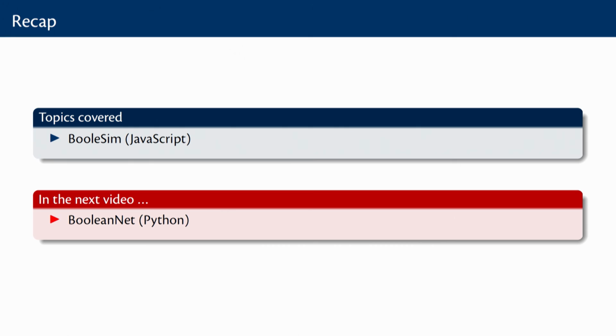I hope you got a good overview of how to simulate Boolean networks using a simple tool called BoolSim today. This tool was based on JavaScript. In the next video, we will look at a tool called BooleanNet, which is based on Python and can be used to simulate even larger Boolean networks.